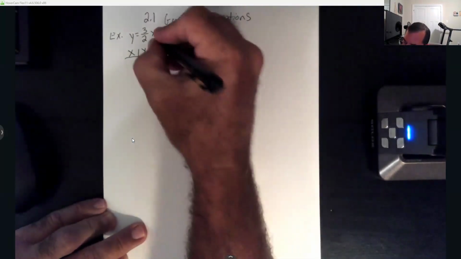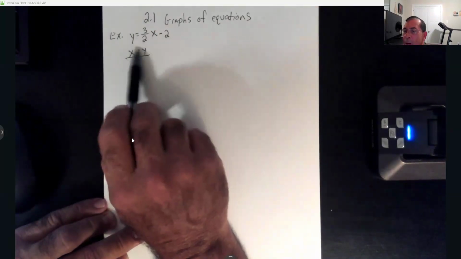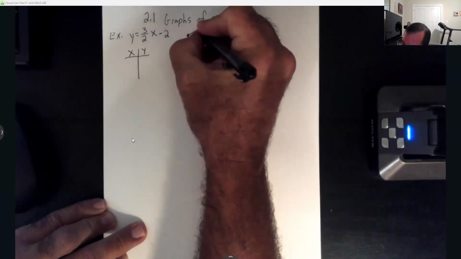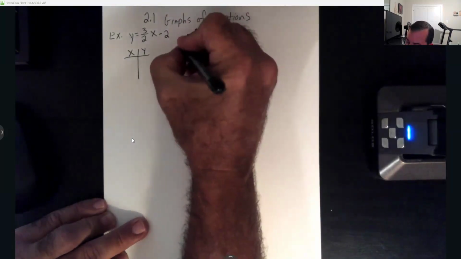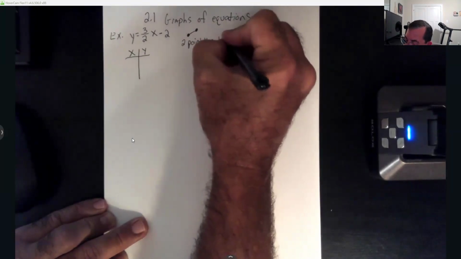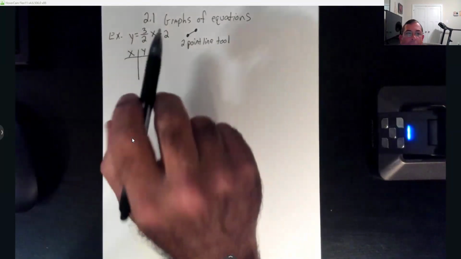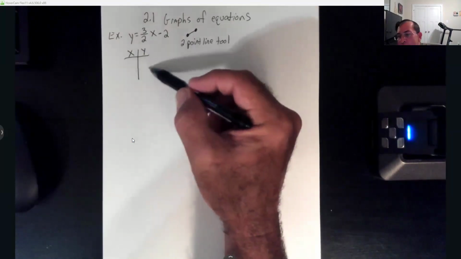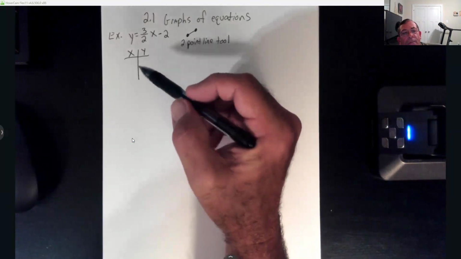Now, this is basically the y equals mx plus b form of a line. But in MathLab, when I graph this, I'm going to pick what we call the 2-point line tool. Okay, because we got to tell it what tool we're using when we graph in MathLab. Now, that has 2 points on it, so I need at least 2 numbers here for my x's, and then we'll plug them in and get the y values.